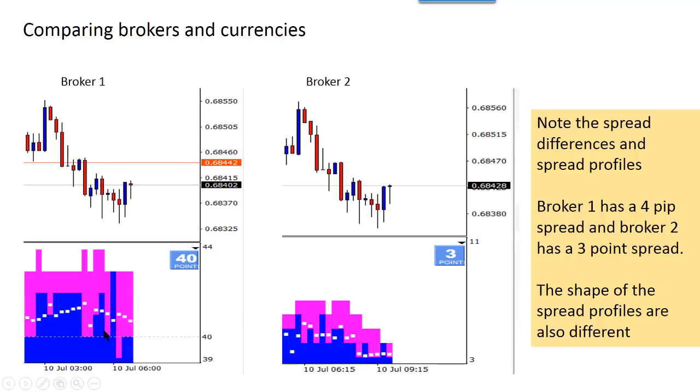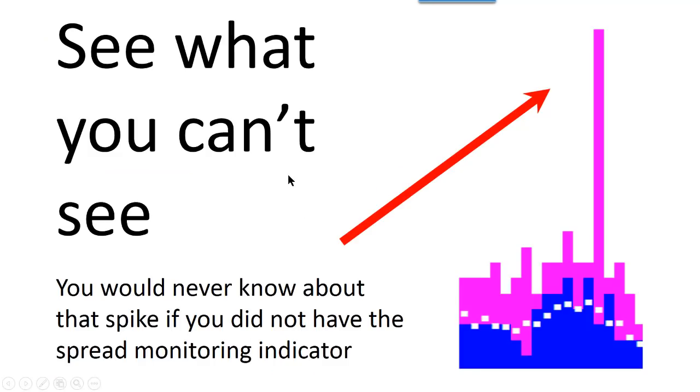You can also see the difference in the profile of how the spreads are managed. Completely different profiles, and you can see the red line here is way above the sell line, whereas here it is so close you can't see it. It's actually hidden behind, so it's at the same level. There's a huge difference between how brokers not only manage their average spread, but also how much they allow spikes to happen.